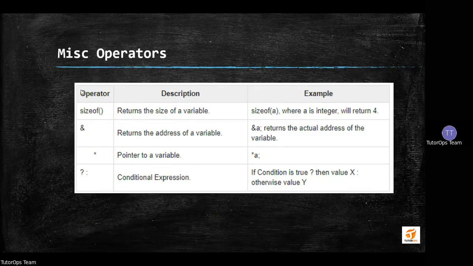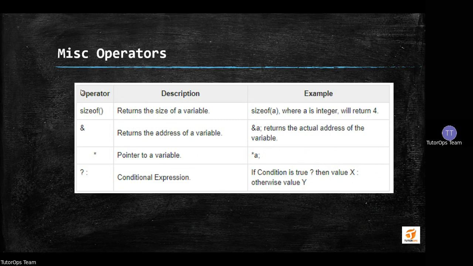Another category of operators is miscellaneous. I already told you about the sizeof operator. It returns the size of a variable; sizeof a, where a is an integer, will return 4. The ampersand returns the address of a variable. When we are trying to scan any variable, I already put ampersand a. Ampersand a returns the actual address of the variable. When we come to the pointer section, we will explain this and the star operator in that particular section. It is related to pointers.